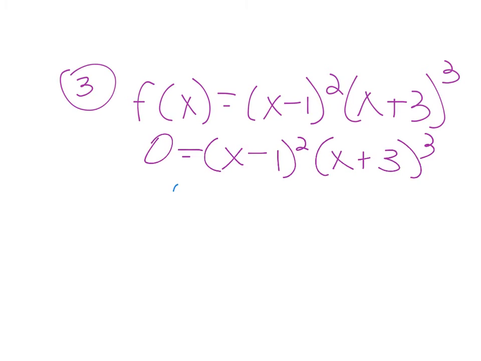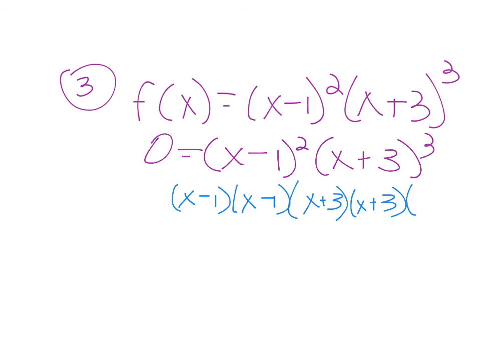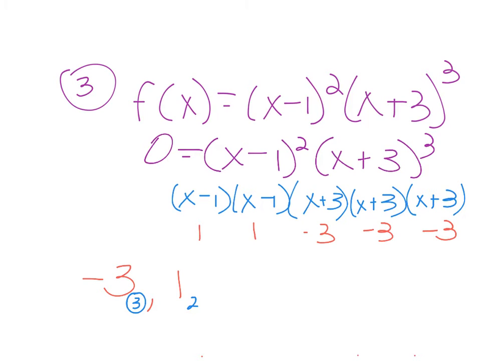So technically there would be an x minus 1 and an x minus 1, and then an x plus 3, an x plus 3, and an x plus 3. When I set those equal to 0, I get a 1, a negative 3, a negative 3, and a negative 3. So my zeros would be negative 3 and 1, and the multiplicity on the negative 3 is 3. The multiplicity on the 1 is 2, which tells me it would cross through the graph at negative 3 but bounce off at positive 1.